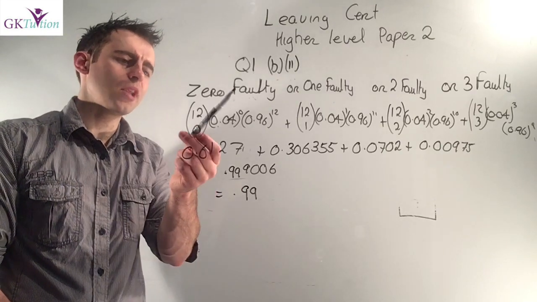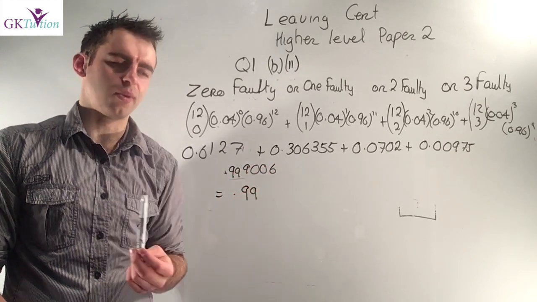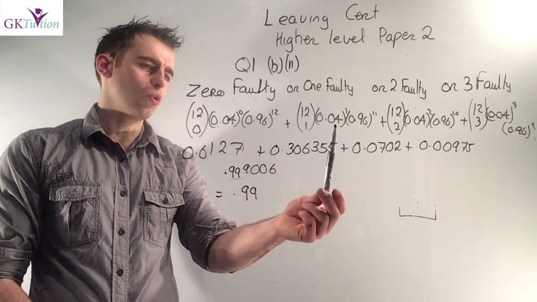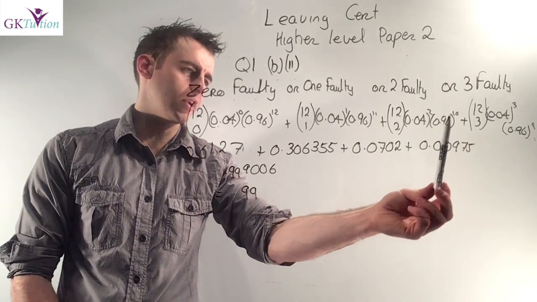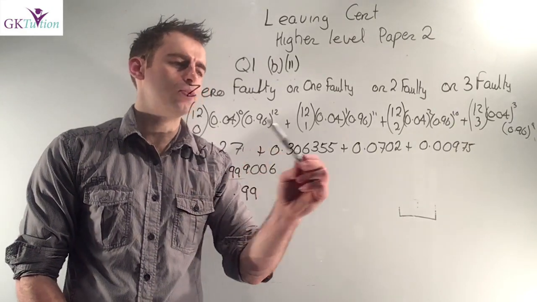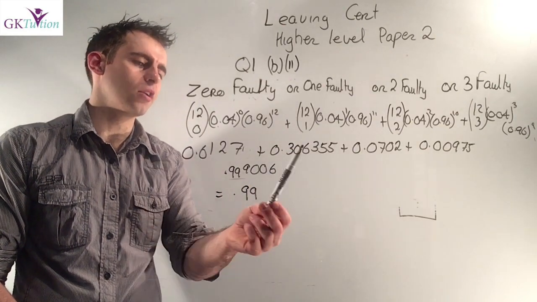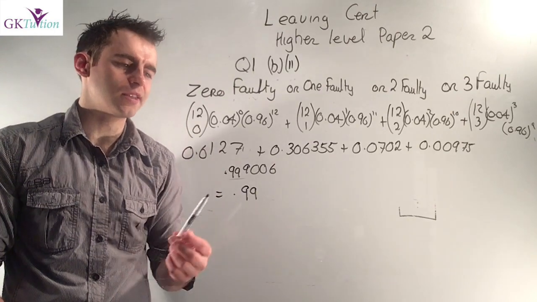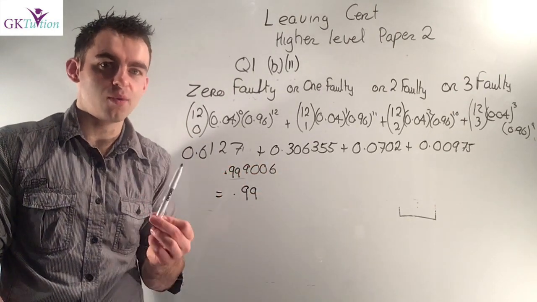So if 0 are faulty, it's 12, choose 0, success to the power 0, failure to the power 12. The next one is 12, choose 1, success to the power 1, failure to the power 11, then success to the power 2, failure to the power 10, and so on. You do it 4 times, and you have to be very careful with your numbers here. So I've gone to a few decimal places in each case. When you add them all together, you get 0.999, which is not quite 1.